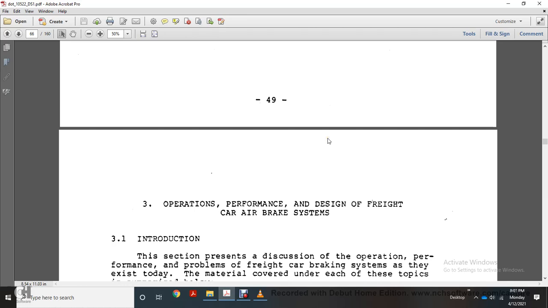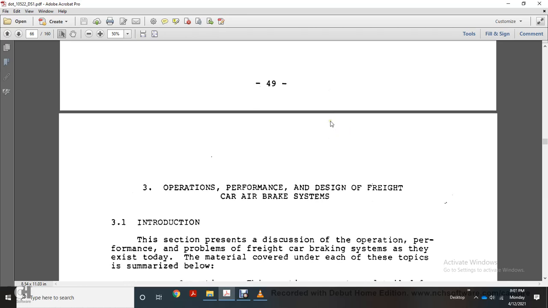R3 Operation Performance Design of the Freight Car Air Brake System. The introductory section presents a discussion of the operation, the performance, and the problems of the freight car braking system as they exist today, with the material covered under each of these topics.